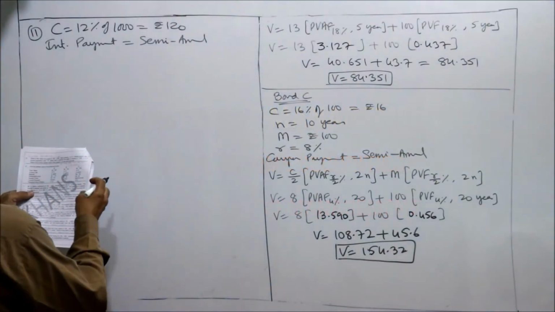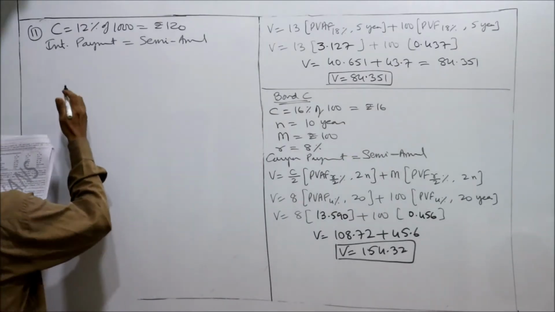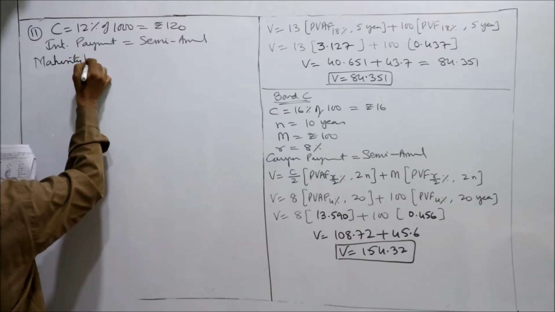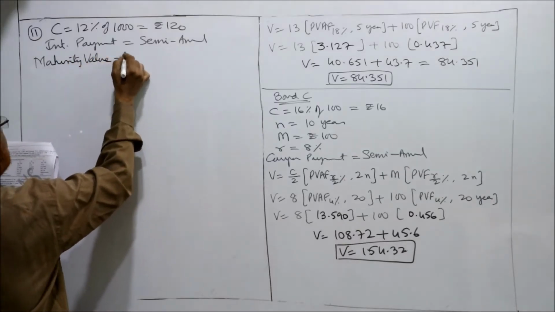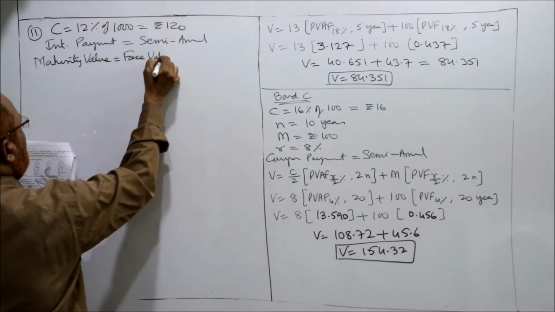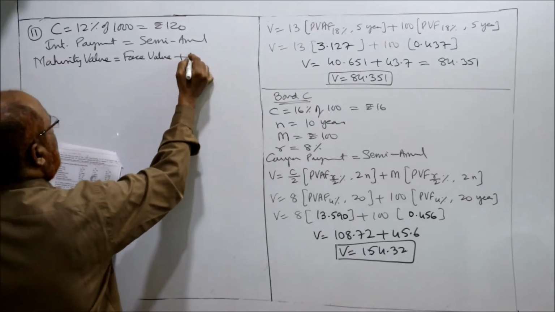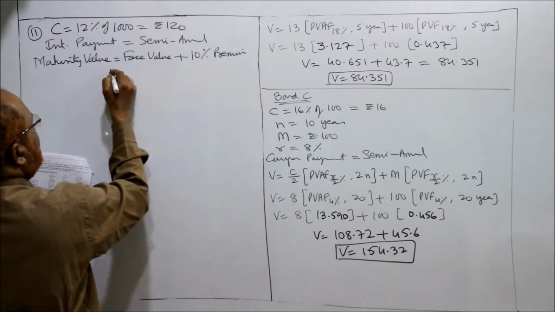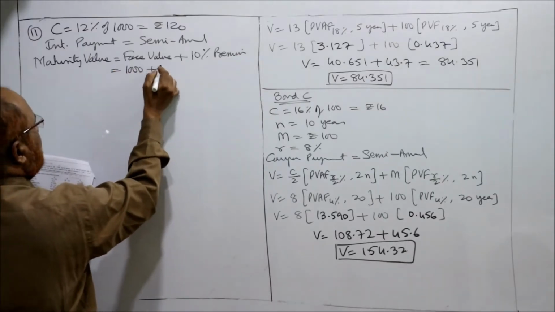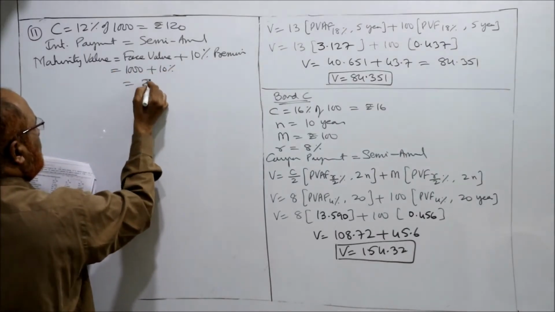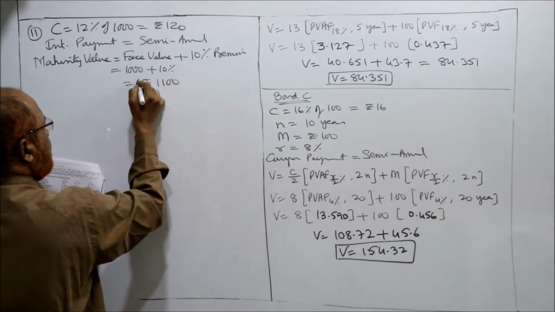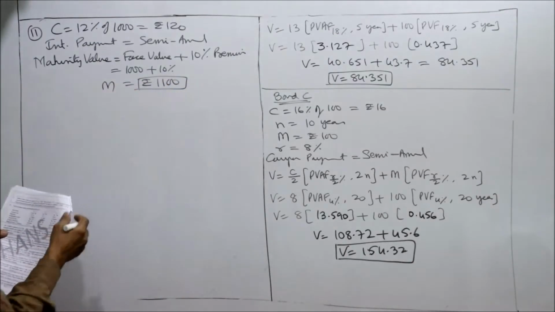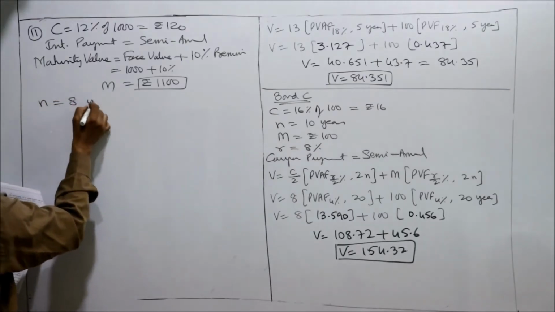The debenture is payable at a premium of 10%. The maturity value is equal to face value plus 10% premium. Face value is 1000 plus 10% is equal to rupees 1100. So M is equal to 1100. Then N is equal to 8 years.